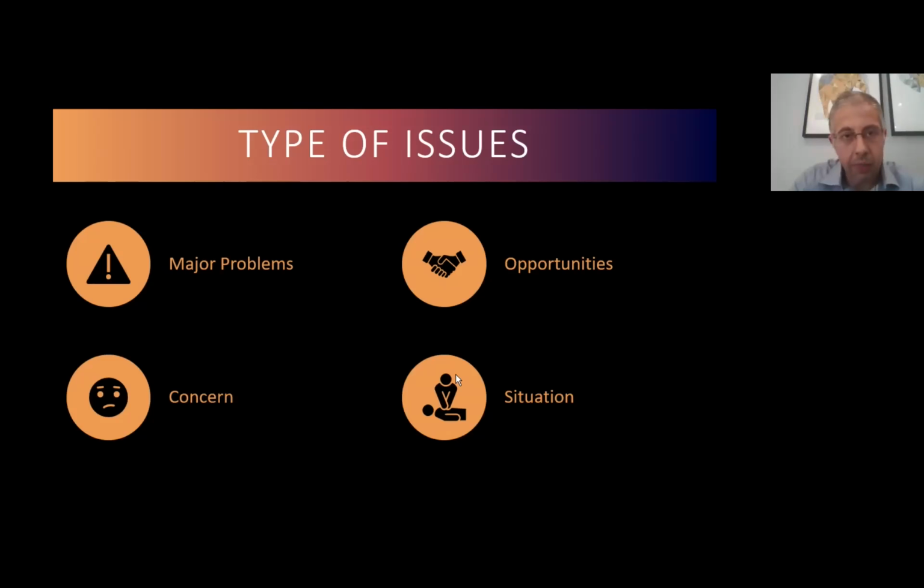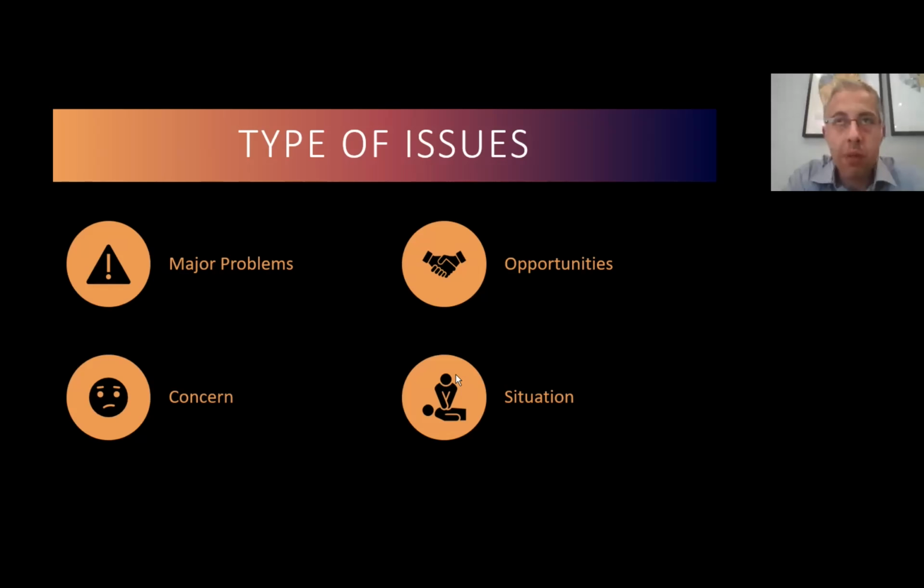Now I want to go through some types of issues which are so important to understand. One type of issue is major problems. These directly affect your construction process, your production, and that kind of problem is so important that you have to understand them beforehand. You have to find solutions so fast, and that kind of problem is not easy to understand beforehand. And some issues are just a concern.